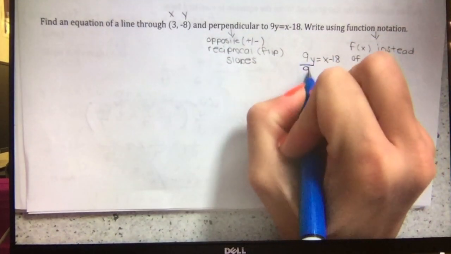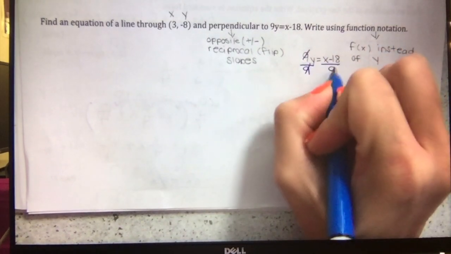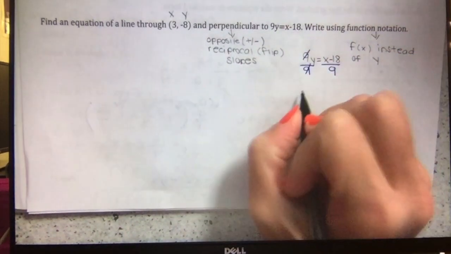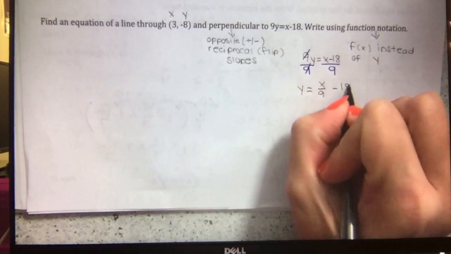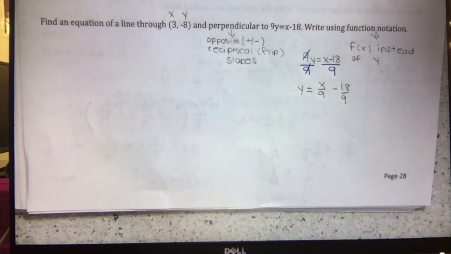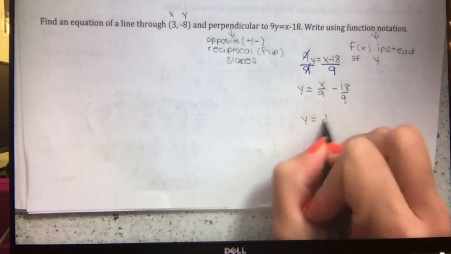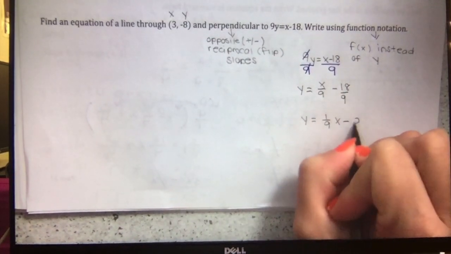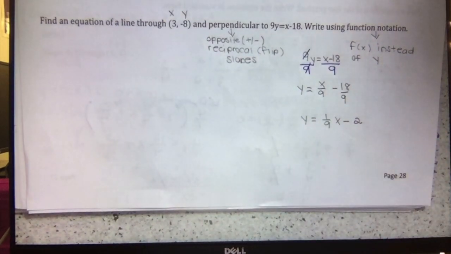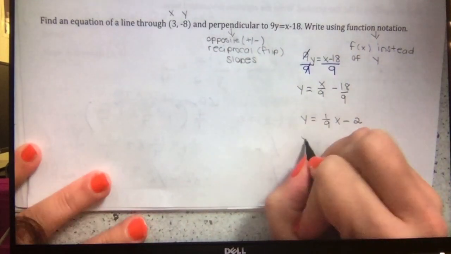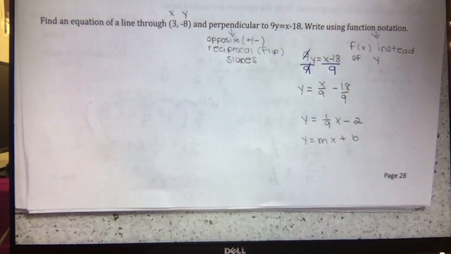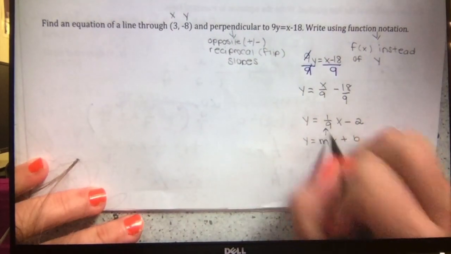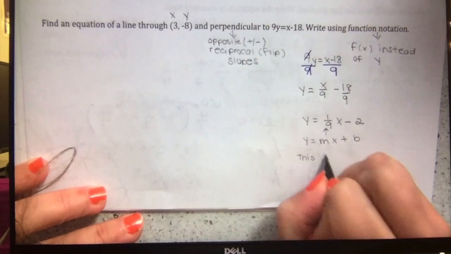I'm dividing the left side by 9. That means the whole right side gets divided by 9. So I have y equals x over 9 minus 18 over 9. Right. So I have 1/9 x minus 18 divided by 9 is 2. So now this is in slope-intercept form of y equals mx plus b. So what is this slope? 1/9.